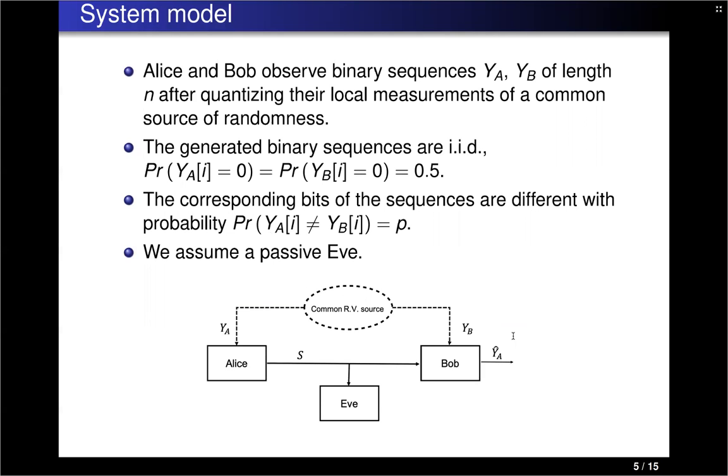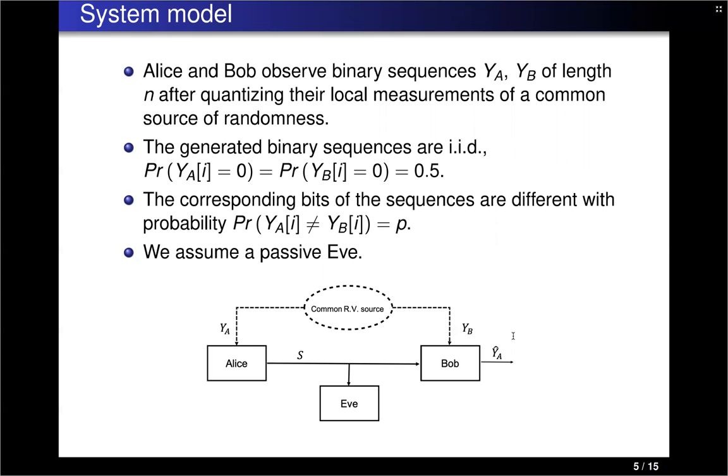The system model is as follows. Bob and Alice make a measurement, and after quantizing the measurement, they generate binary sequences YA and YB. The bits of these sequences are IID, and each bit with equal probability can be 0 and 1. The probability of mismatch of the corresponding bits of the two sequences is P.